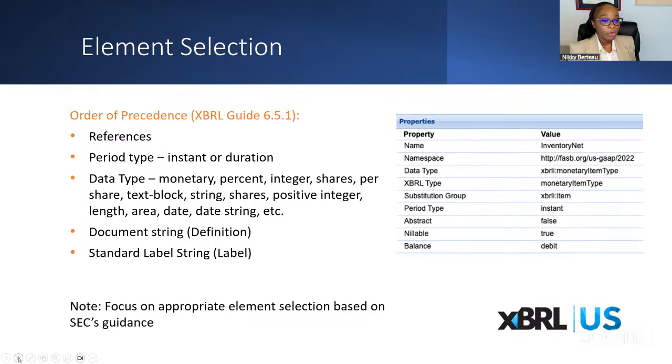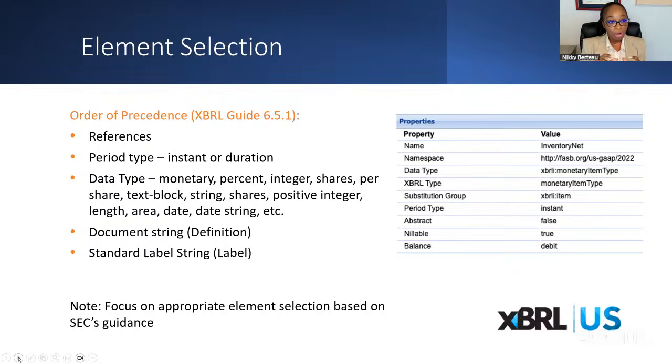Okay, a critical part of XBRL preparation is the selecting of the appropriate element or tag for each disclosure. There is an order of precedence that helps guide this process. This is outlined in section 6.5.1 of the XBRL guide, the SEC's XBRL guide. This is a very important resource tool for you. And I'm sure Will is going to be discussing or highlighting certain aspects of this as he shares his tagging workflow and demonstration with you. And Angela is also going to share with you links to those resources as well.